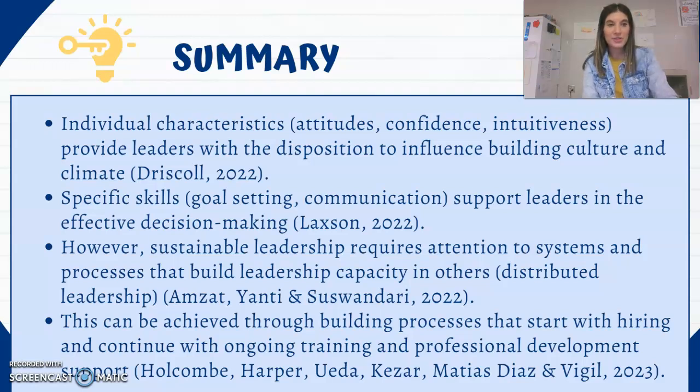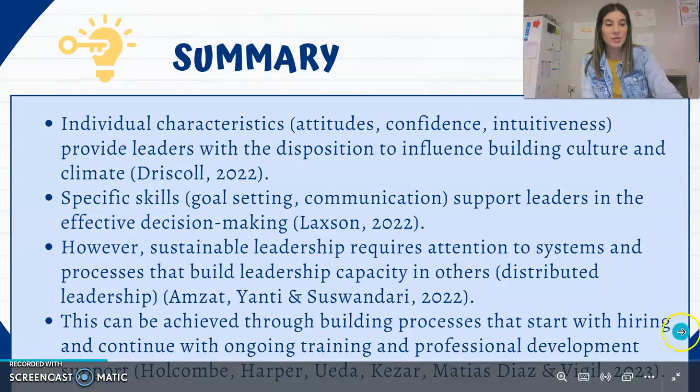However, in addition to those things, looking at some of the specific leadership models, a lot of the resources touched heavily on making sustainable leadership choices and how leaders need to pay attention to the systems and processes that their building is using, or that their leadership style is, in order to build capacity in other people so that decision making is more shared, kind of like a distributed leadership model. This can be achieved through building processes, starting with hiring and continuing with looking at ongoing training and professional development for staff. So there's lots of different ways to build that. But these things together, the skills, the attitudes, the characteristics, and then all of these systems for making decisions are what ultimately affect effectiveness of leadership at the school level.